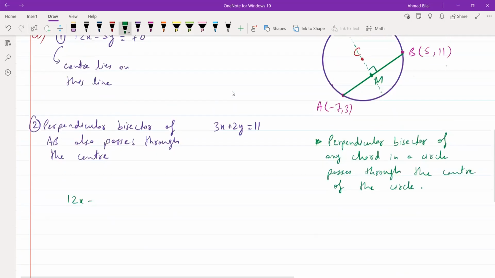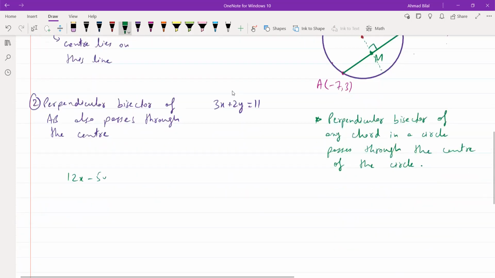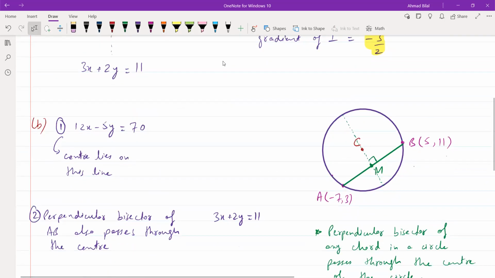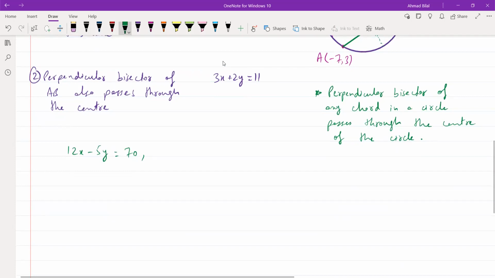All right, so let's do this. 12x minus 5y equals 70. Okay, there's azan going on here. I'm just going to take a 1-minute break. In the meantime, I'll solve this set of simultaneous equations.